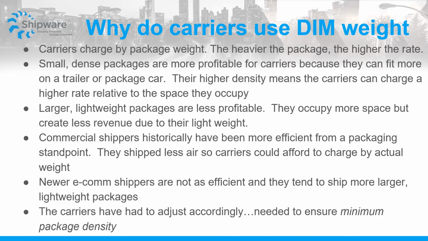And again, we talked about how it's become much more prevalent than it used to be. There was a time when UPS and FedEx didn't ship so much e-com volume. It was mostly B2B. B2B shippers historically are way more efficient from a packaging standpoint. They just don't ship a lot of air. As e-com became more prevalent, these shippers are less savvy from a packaging standpoint. They're not as efficient. They're shipping larger, lighter weight packages. The carriers had to adjust. They had to find a way to maintain profitability on their package cars, their trailers, etc. They needed to ensure a minimum package density, therefore they charge by dimensional weight.